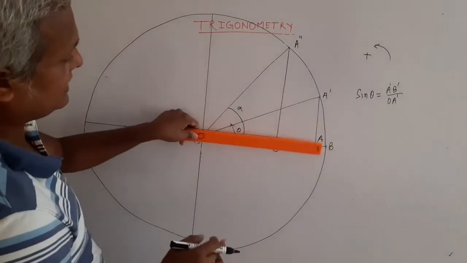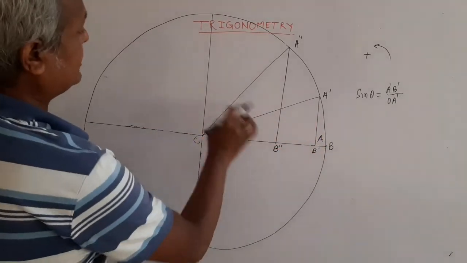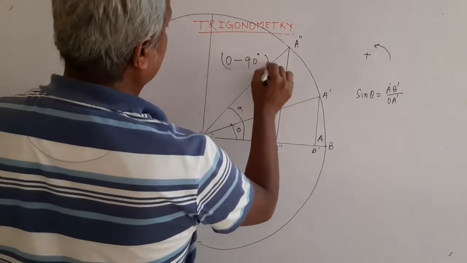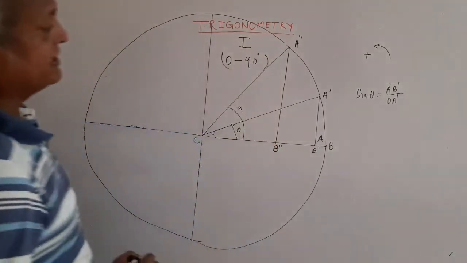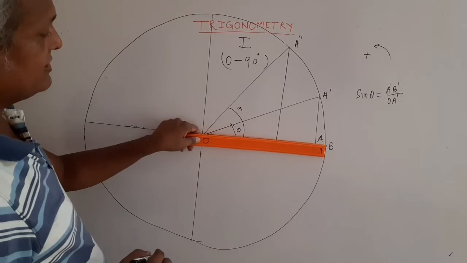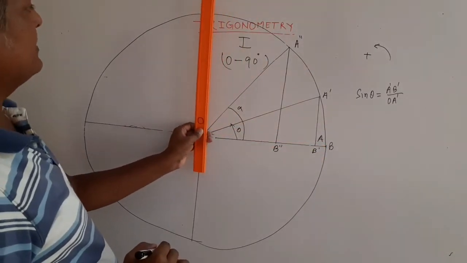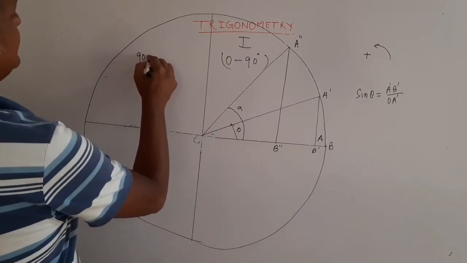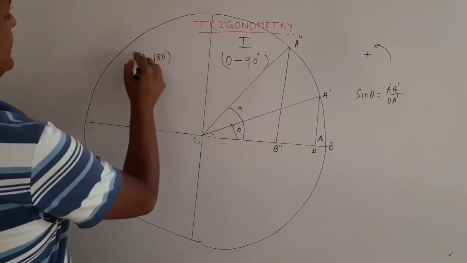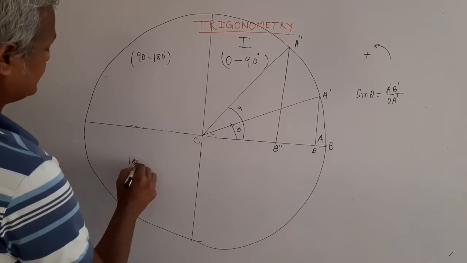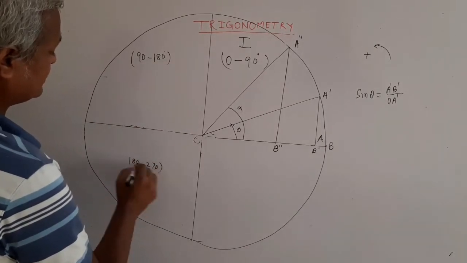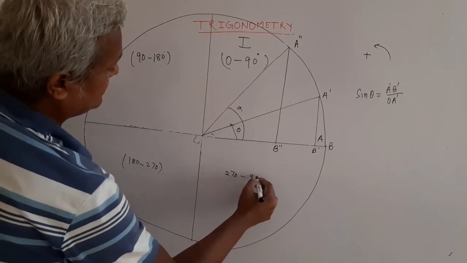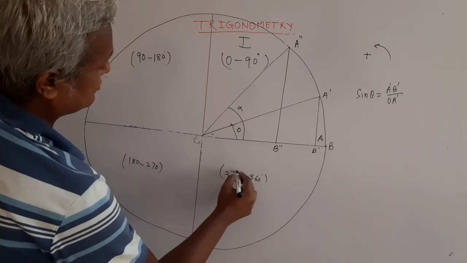Now suppose the rotating line A moves from here to here, we will be traversing the angle 0 to 90 degrees, and this is called the first quadrant. When the traversing point moves beyond this perpendicular line and is tilted like that, then we say this angle is 90 to 180, and similarly this is 180 to 270, this is the third quadrant, and then it is 270 to 360 degrees, this is quadrant 4.